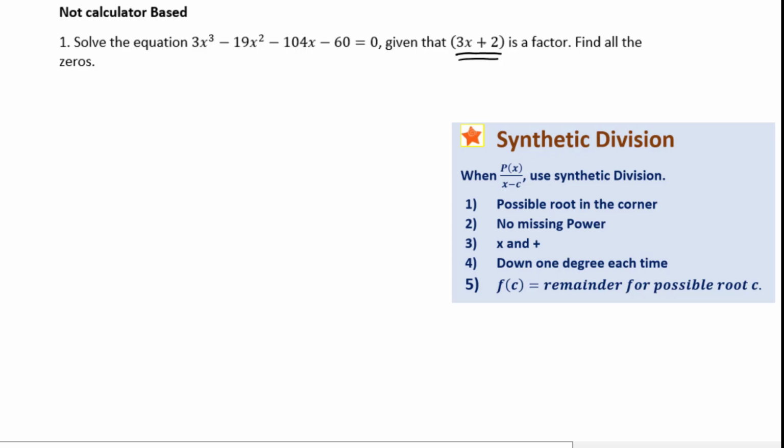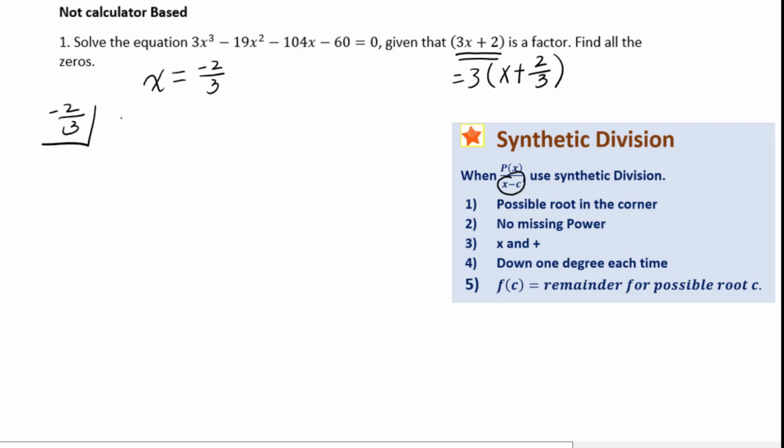Since 3x plus 2 is a linear factor, we will use synthetic division to figure out all the zeros. For synthetic division, one polynomial function divided by x minus c. So we will change 3x plus 2 into 3 times x plus 2 over 3. Then find the root, x equals negative 2 over 3. Root in the corner, negative 2 over 3.